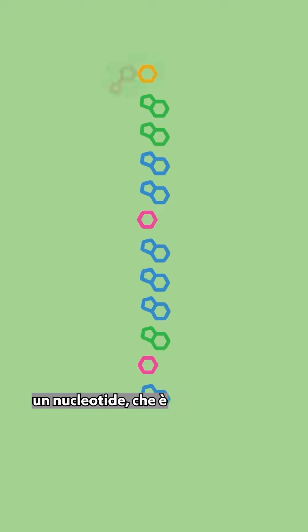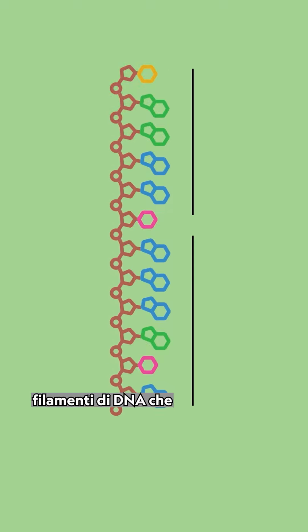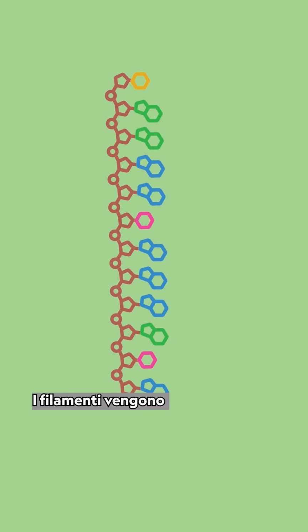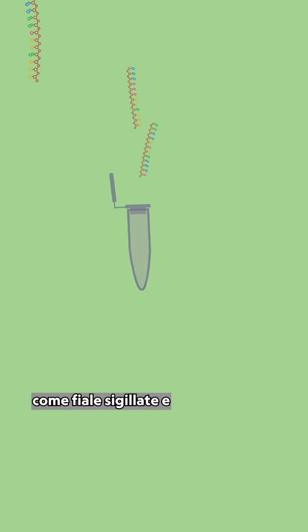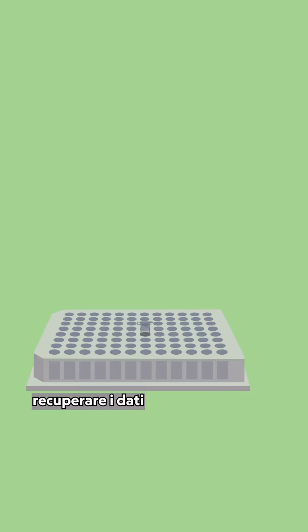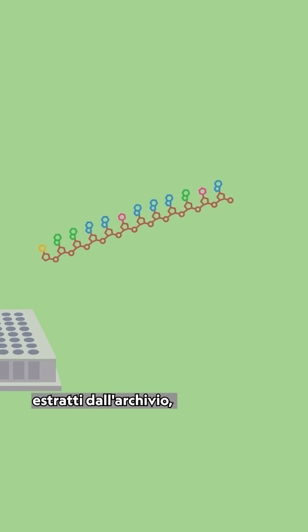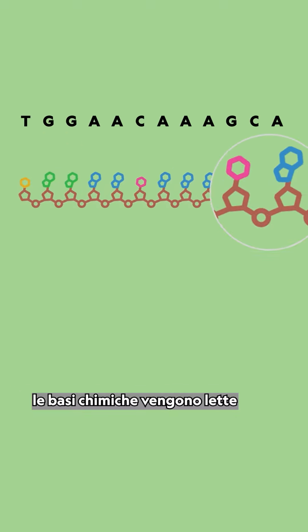Now, each base is part of a nucleotide, which are the building blocks of DNA, and scientists use them to build DNA strands that store digital data instead of genetic information. The strands are archived in materials like sealed vials, and when it's time to retrieve digital data from DNA, the strands are pulled from the archive, the chemical bases are read, and an algorithm converts the archived information back to ones and zeros, and then back into pixels and letters that we can read.